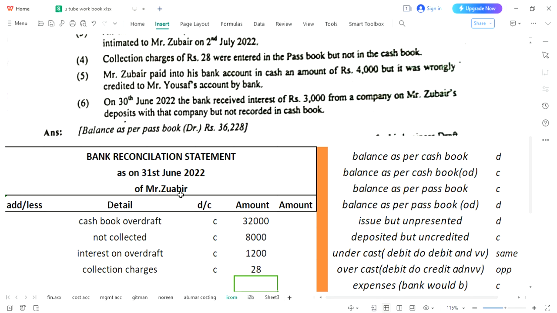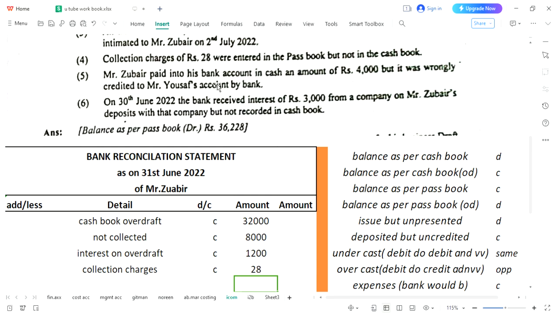Zubair. So we are concerned with Zubair. No matter whatever has been done for Yusuf, we are not concerned. Please note it down. We are not concerned with Mr. Yusuf because we are making the bank reconciliation statement for Zubair. So Zubair had deposited his amount in the bank.